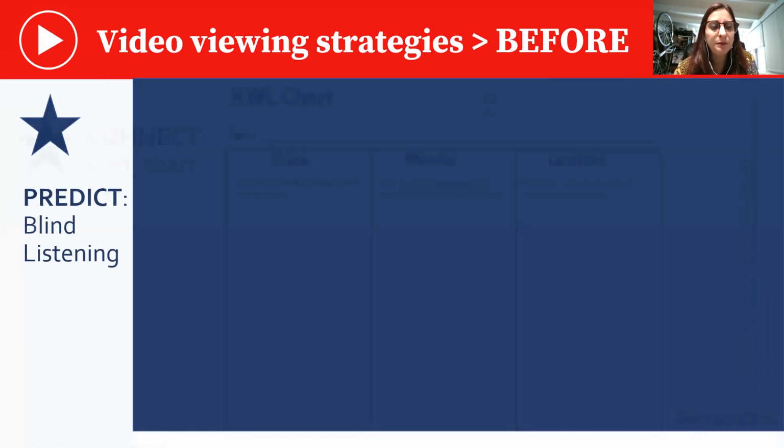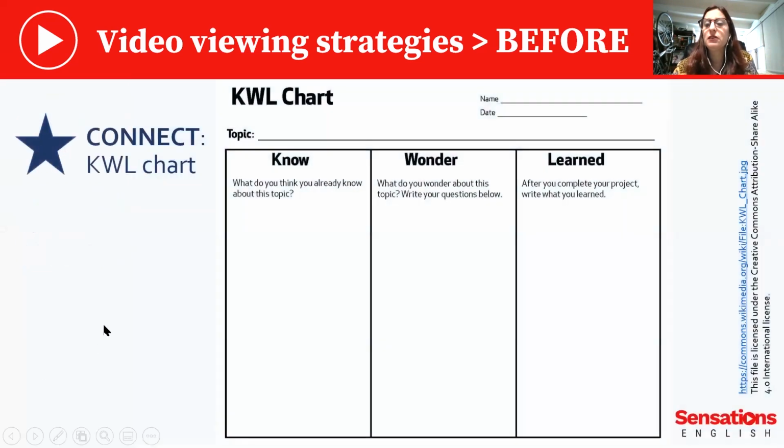Let's move on to the last before viewing strategy, which is connect. Before watching the video, you may want to have students connect what they already know. It's good to activate schemata, all right? And so I'm a fan of graphic organizers. I'm not going to go into the detail of graphic organizers, but they are great for scaffolding.